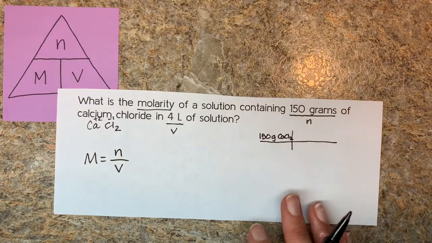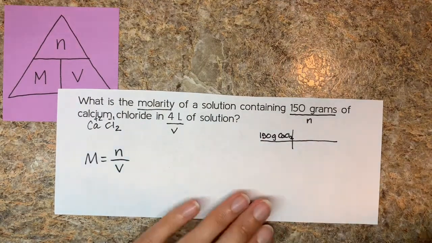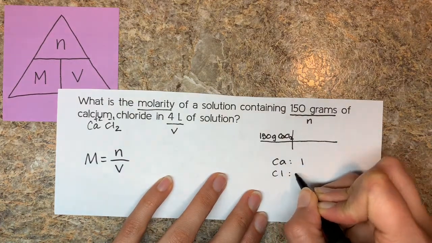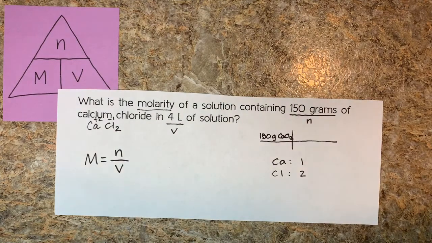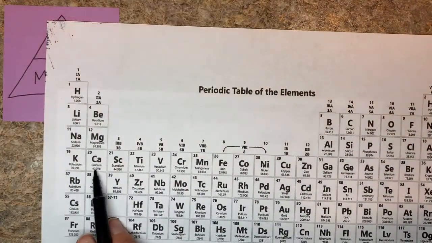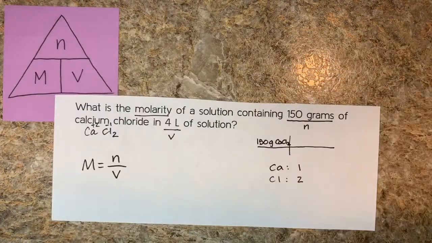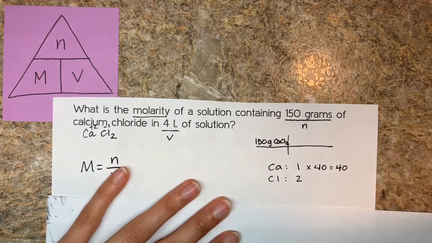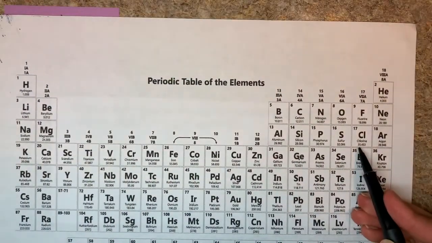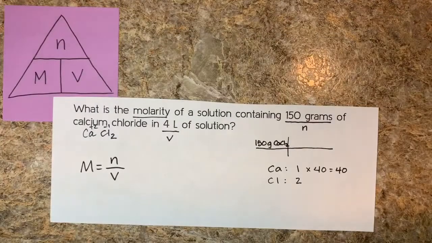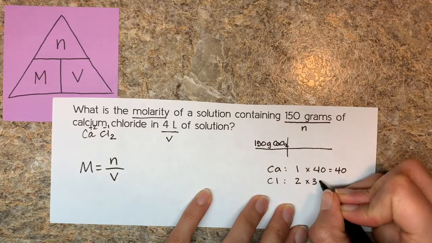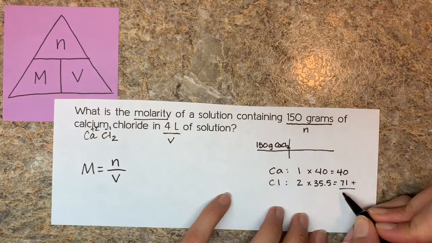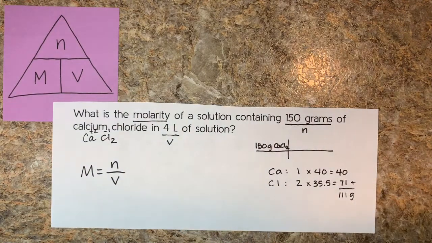Next, we need to figure out the molar mass of calcium chloride. Calcium chloride contains 1 calcium and 2 chlorine. Looking at our periodic table, 1 calcium is 40 grams per mole. So this 1 is going to be multiplied by the 40 to give us 40. And chlorine is 35.5 grams per mole. We're going to multiply that by the 2 to give us 71. We add those two values up to get 111 grams per mole.